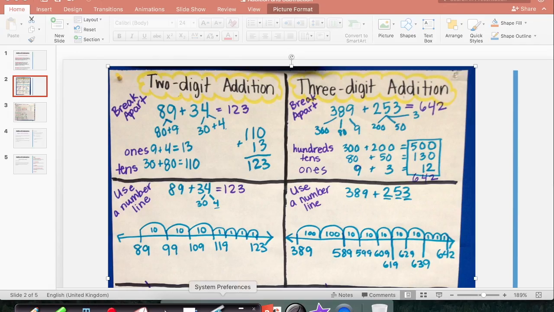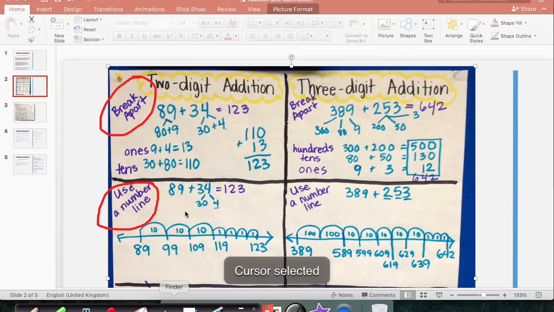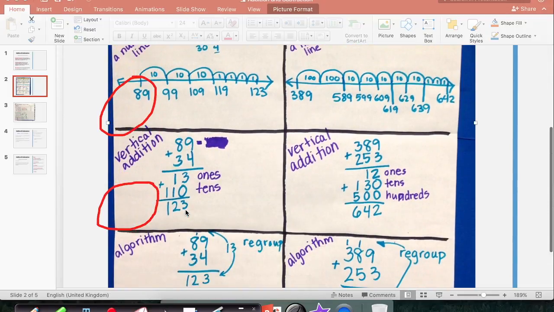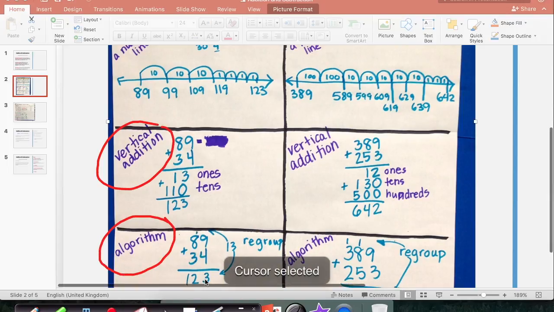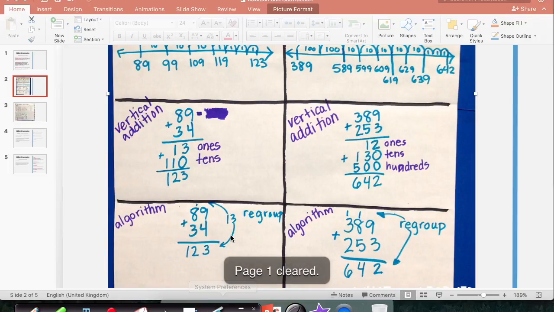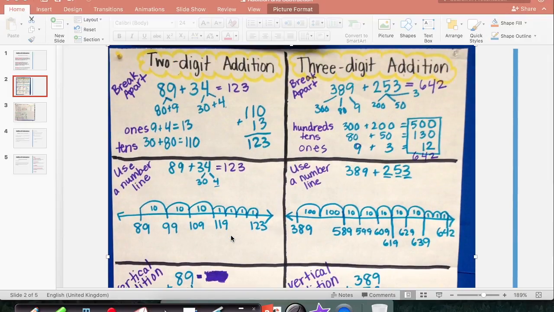And now I'm going to be showing you different ways on how to add numbers. The break apart method. Another one is the use of a number line. The next one is called vertical addition. The other one is the algorithm method, and I think the algorithm method is the method that you probably know. The reason why I'm showing this is because I want you to be familiar with different ways of adding.